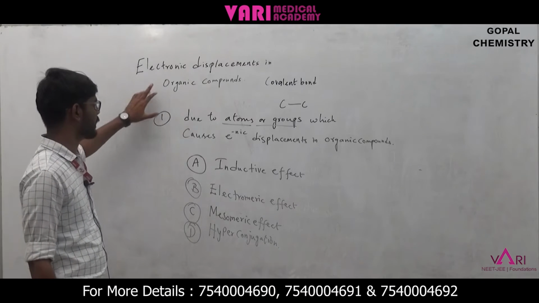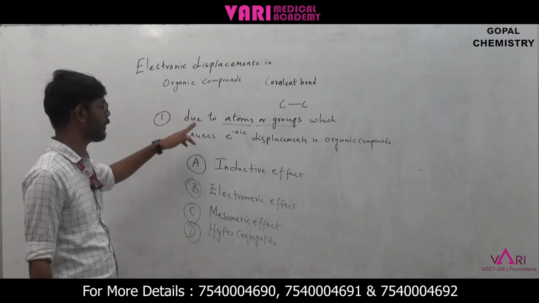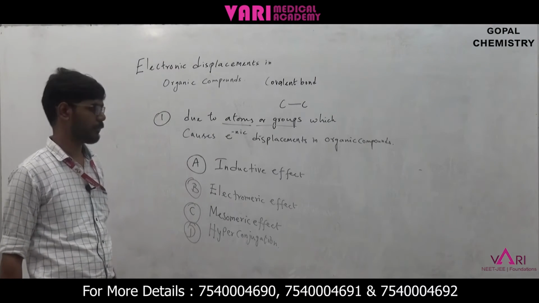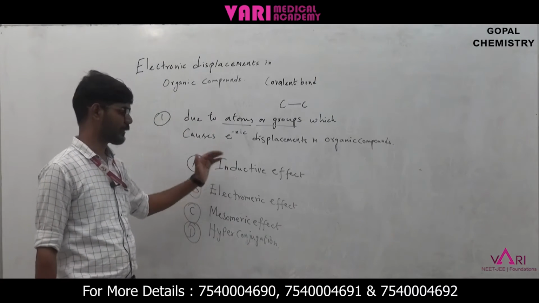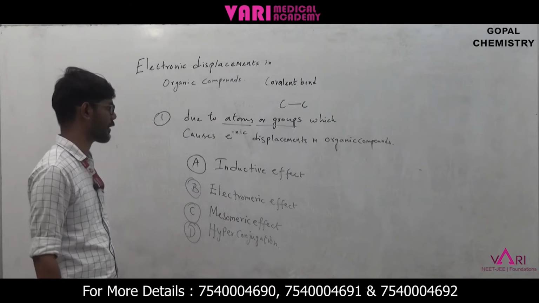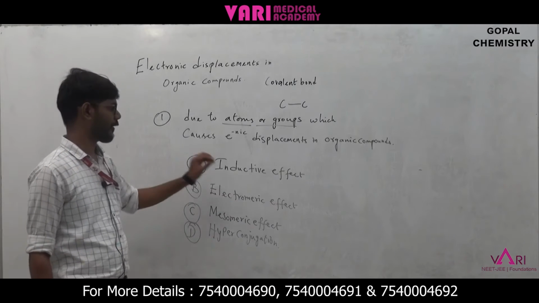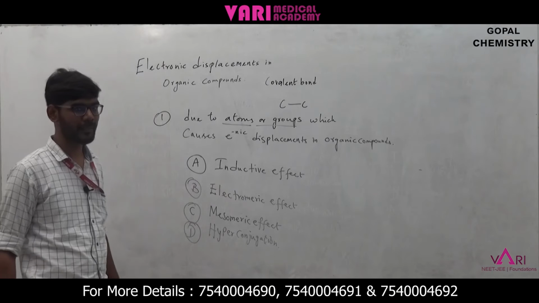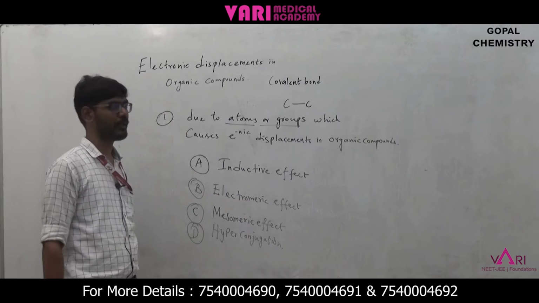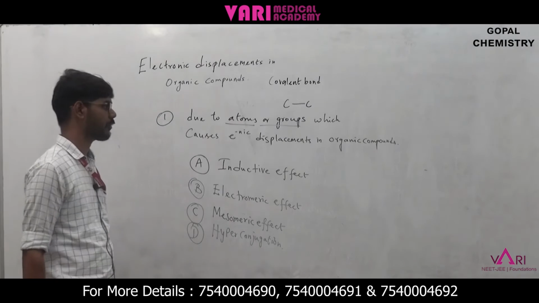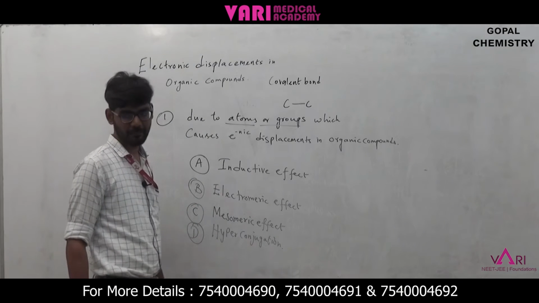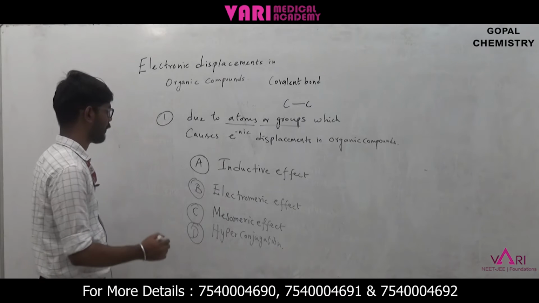So as we have seen, this electronic displacement is only possible when some other atoms or groups are present in the carbon-carbon bond. Okay. So these are all the effects: inductive effect, electromeric effect, mesomeric effect, and the last one is hyperconjugation. So firstly we are going to see the inductive effect.